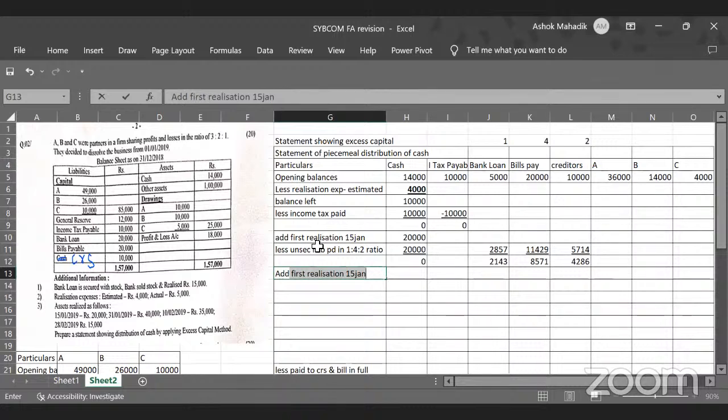Okay, so second realization. What is the date given? 31st October. 1st October. Okay, how much money have we realized? 40,000. So we have 40,000 in cash. Okay, now look at the total of these three liabilities. How much is it? 2 + 8 + 4, that is 14. Hardly 14-15,000, right? So we can pay them in full.